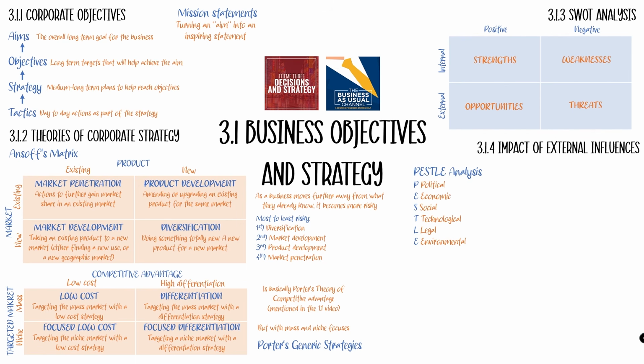The impact of external influences, there's two parts to this. The first is the PESTLE analysis. Political, economic, social, technological, legal, and environmental. These are just a range of different factors that can impact on a business from outside. An external influence is something outside of a business's control that will influence or impact on their business.